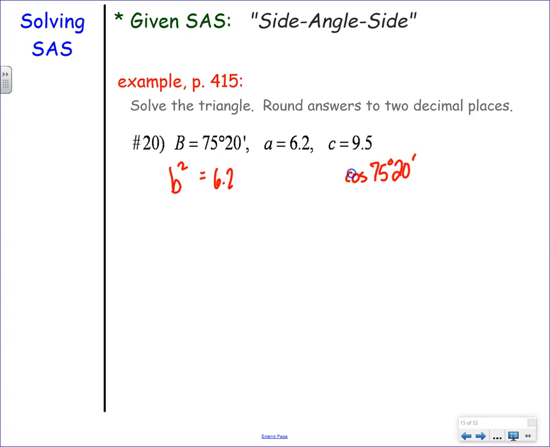So we have the 6.2 squared plus 9.5 squared minus 2 times 6.2 times 9.5. Put it carefully into your calculator, but if you do it right, you plug it all in one fell swoop, square root both sides, and there we go. Plus or minus square root? Do we have to worry about that? Why no?